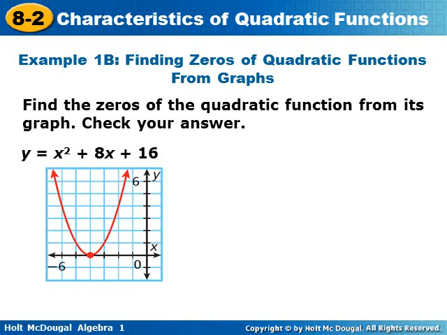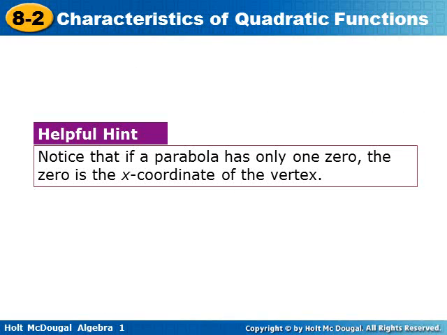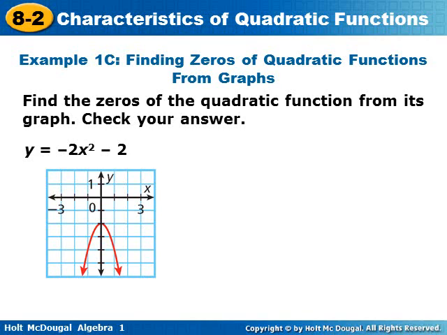Find the zeros of the quadratic function from its graph. Check your answer. For this one, it appears to be at -4. There's only one because it is the vertex of the graph. So you check by plugging it back into the original equation and seeing if it ends up being equal to 0. And it does, so you know you've chosen your zero correctly. Notice that if a parabola has only one zero, the zero is the x-coordinate of the vertex.